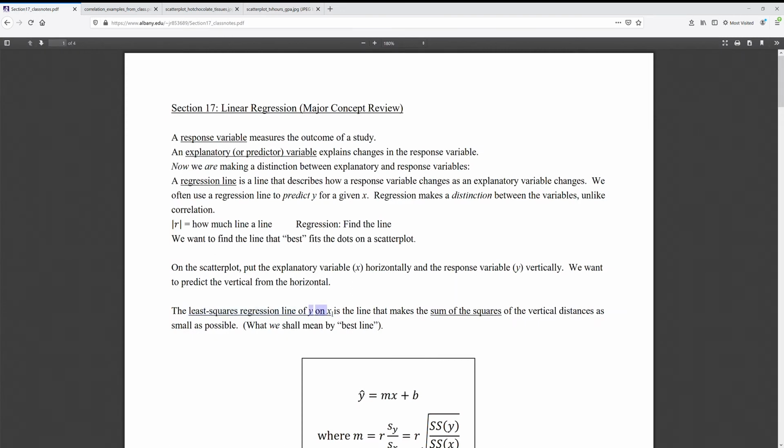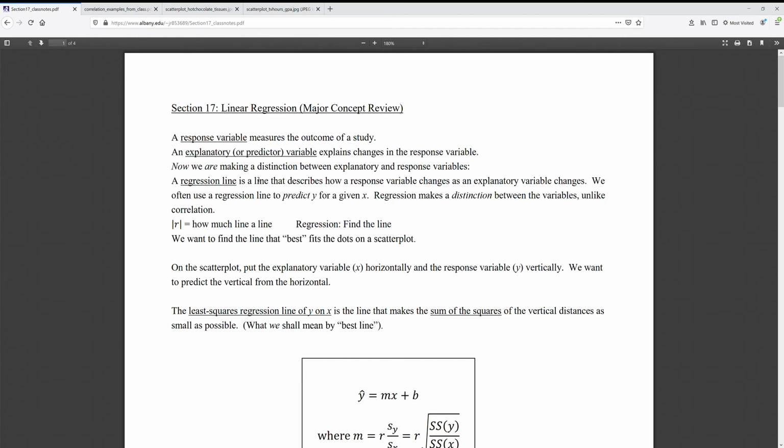The least squares regression line of what you are predicting on what you are predicting with is the line that makes the sum of the squares of the vertical distances smaller than they would be for any other line. And that's what we'll mean by the best line. So that quantifies what we're trying to achieve a little bit. We're not going to prove how we get these formulas, but it at least explains why the formulas are what they are, because you want the line that will predict better than any other line will predict. And having established that, you're making a distinction between what you're predicting and what you're predicting with.